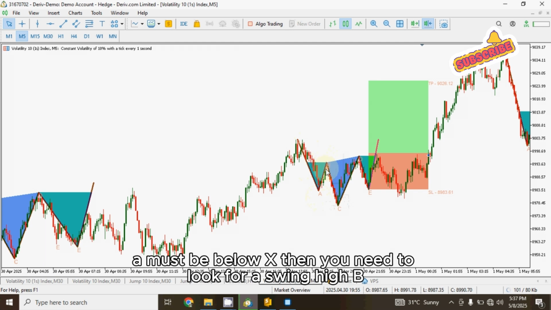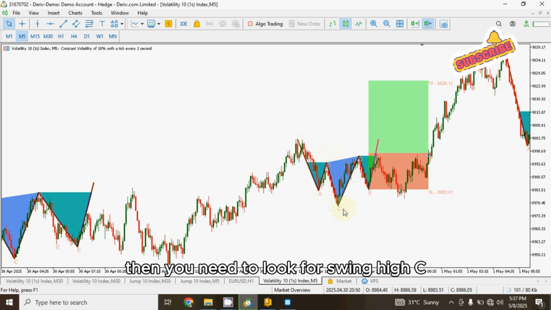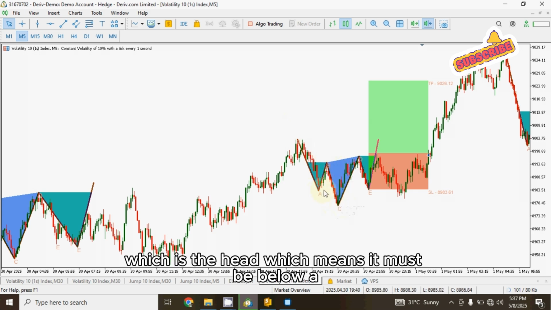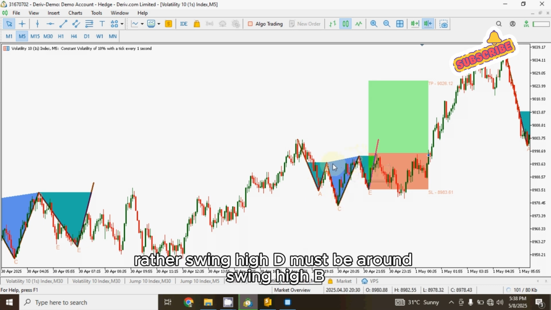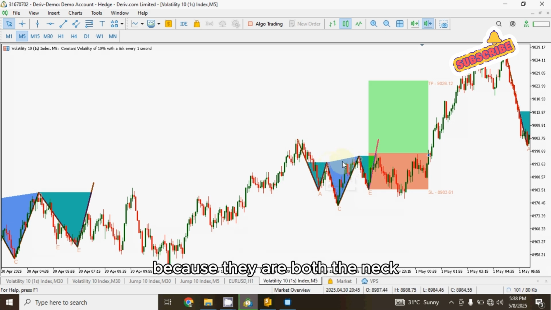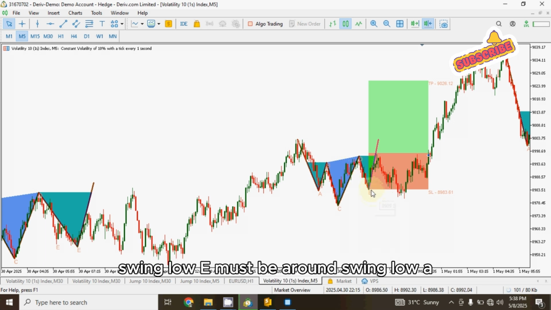Then you need to look for a swing high B. B must be above A and below X. Then you need to look for swing low C, which is the head, which means it must be below A. Then you look for swing high D rather. Swing high D must be around swing high B because they are both the neck. Then after that, you need to look for swing low E. Swing low E must be around swing low A.